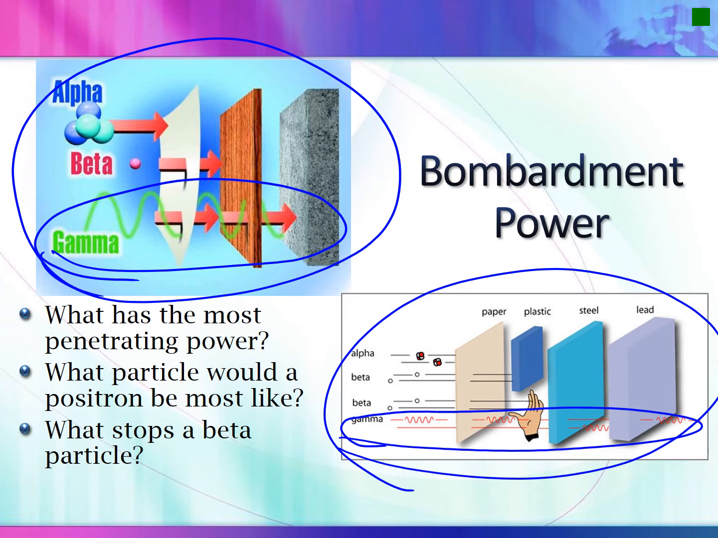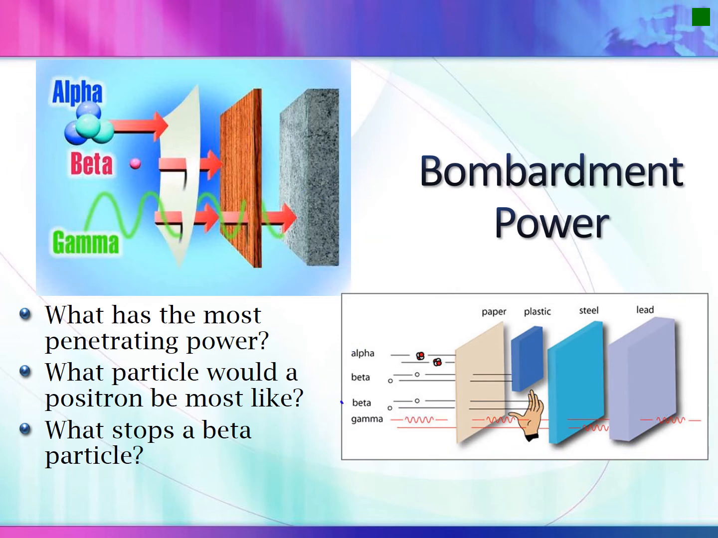Okay, the second question: what particle would a positron be most like? Because it's based on mass and size and amount of energy, a positron is most like which particle? Alpha, beta, or gamma? Well, that would be the beta particle, right? So just follow whatever path the beta particle would take, and that would be the path the positron would probably take. I'm going to erase some of this. So you see that the beta particle can go through this or is stopped by that, and this beta particle is stopped by a piece of wood.